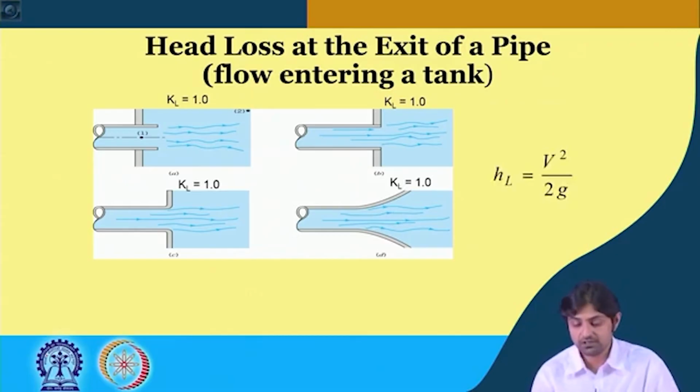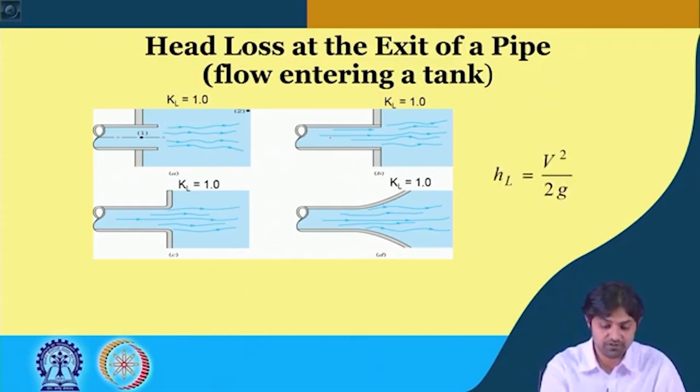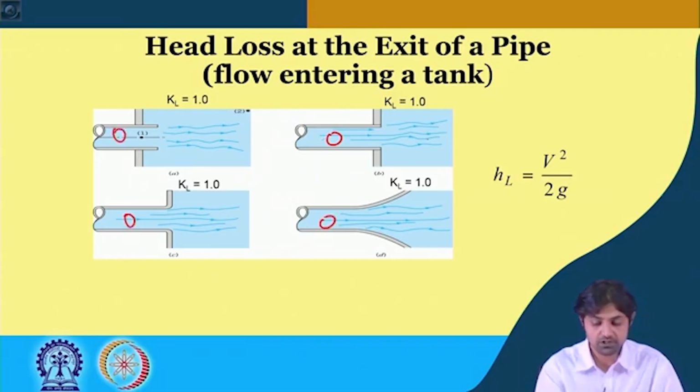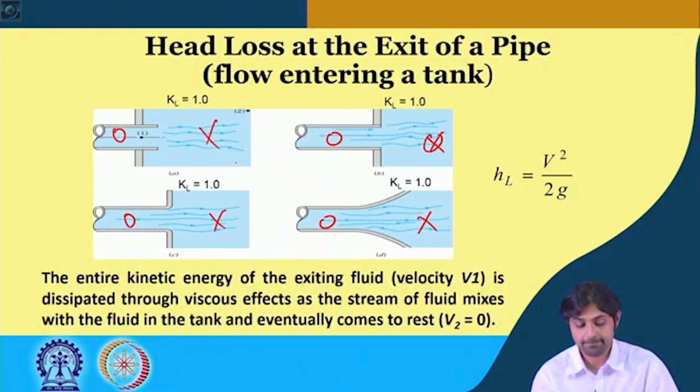And head loss is simply V square by 2g, where V is calculated at these points. Don't try to calculate V here, because it will come to be 0 in the reservoir. The kinetic energy of the exiting fluid, that is velocity V1, is dissipated through viscous effect as the stream of fluid mixes with the fluid in the tank and eventually comes to rest. This is exactly what I have told you.